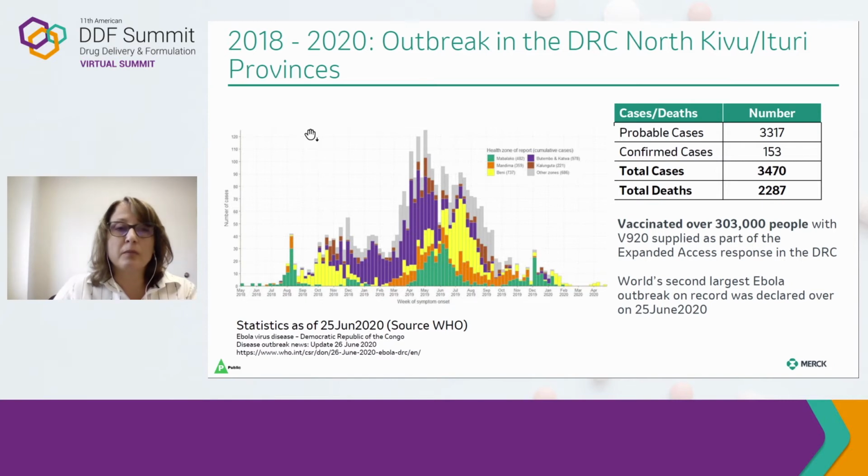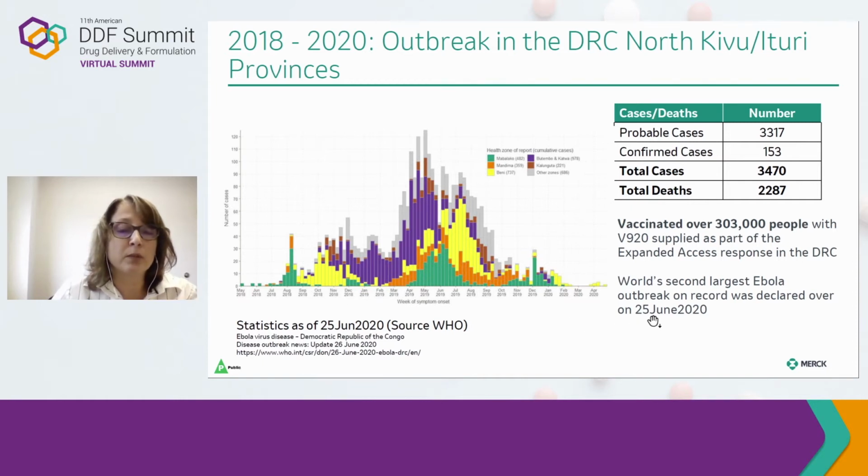So with the outbreaks, I mentioned the one that was 2014 to 2016. There was another, second largest one that went out to 2020. For that, we ended up with over 3,000 cases and over 2,000 deaths. But at least with this, we were able to control it much more. We vaccinated over 303,000 people, and this was supplied as part of the expanded access response in the DRC. And like I said, it was the world's second largest Ebola outbreak on record.